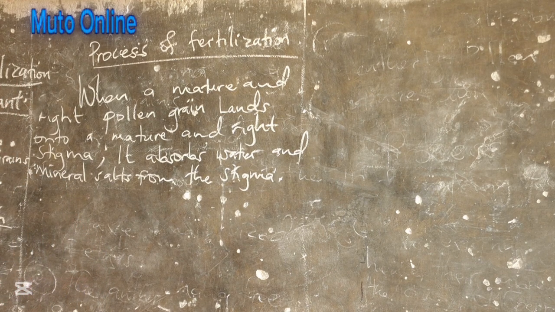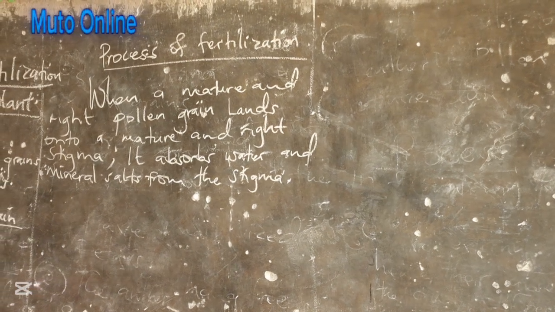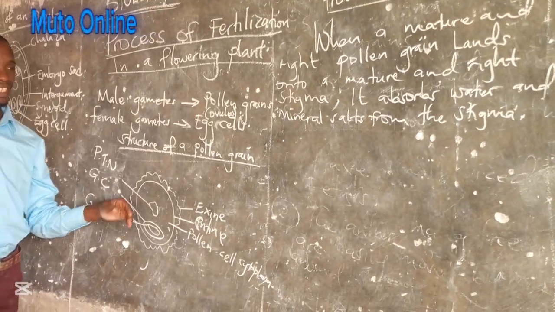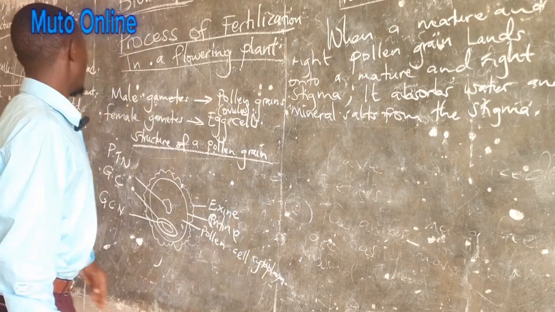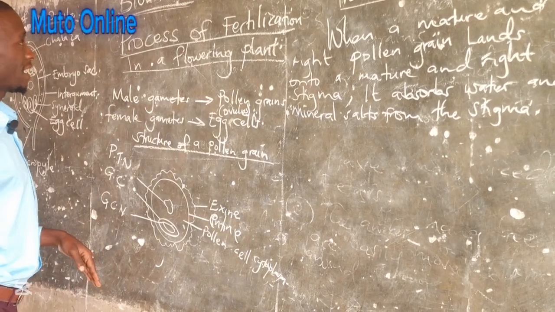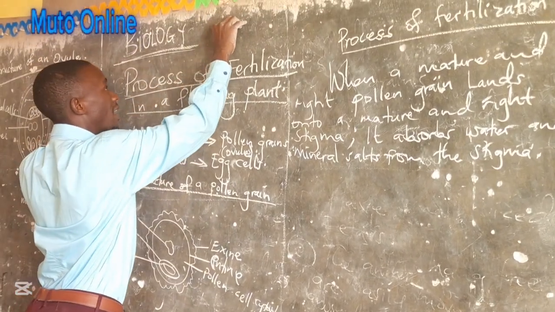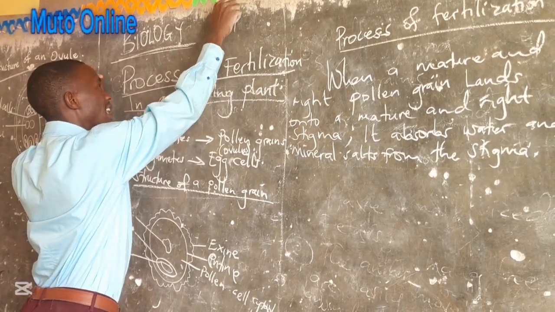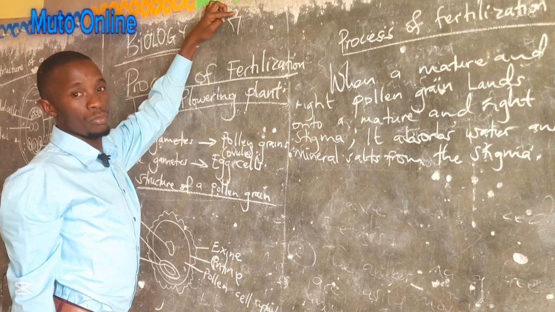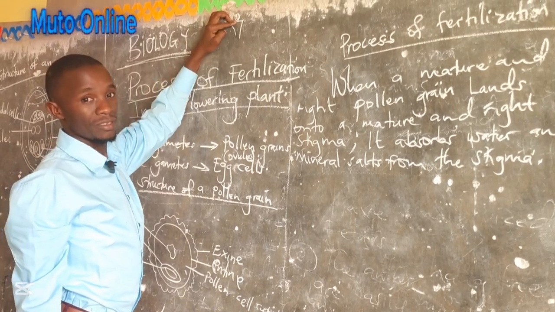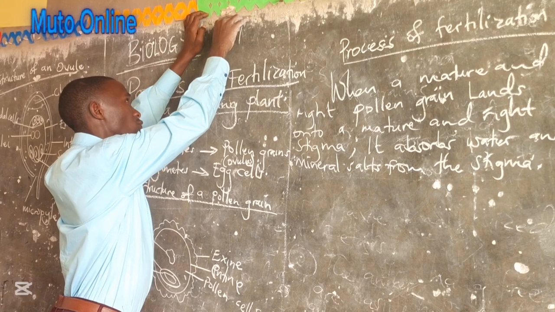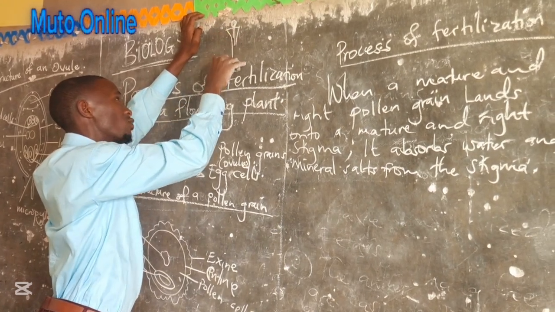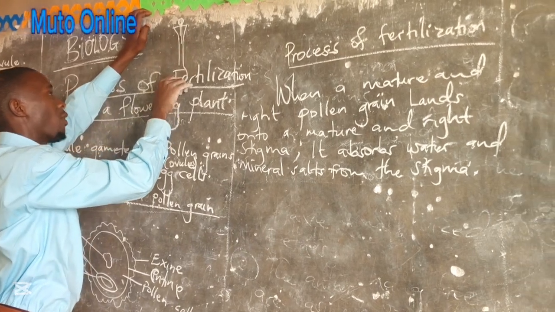This pollen tube is led by the pollen tube nucleus, and it starts to grow downwards from the stigma towards the ovary. If this is the stigma, once a pollen grain lands on it like this, it starts to absorb water and mineral salts from it. Once it absorbs them, it germinates to form a pollen tube that grows down in the style towards the ovary.